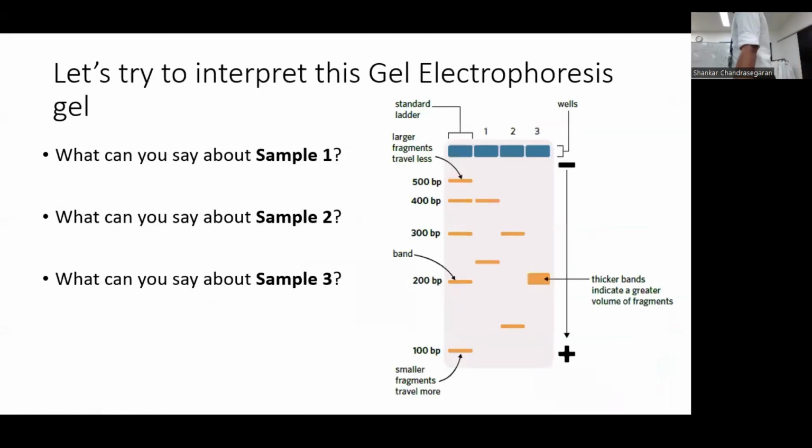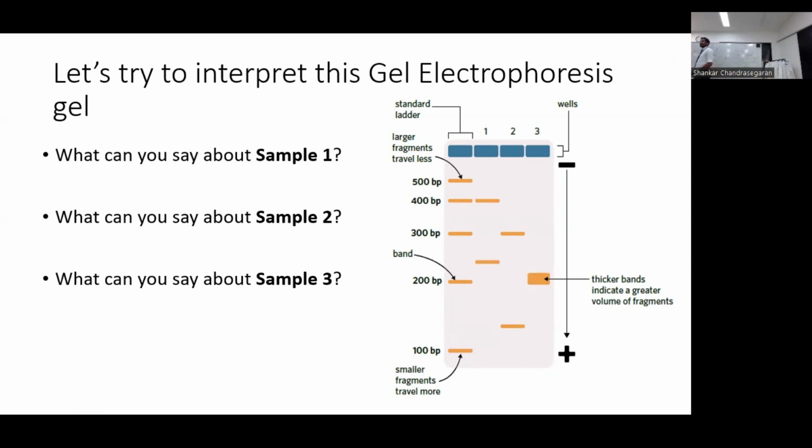All right. So let's think about how to interpret this gel. So let's, Ivan, what can you say about sample 1 in terms of the size of the base pairs? Size of the DNA fragments from sample 1. Don't look at the answers, look at the question. The next slide literally shows the answers, so don't look at that.